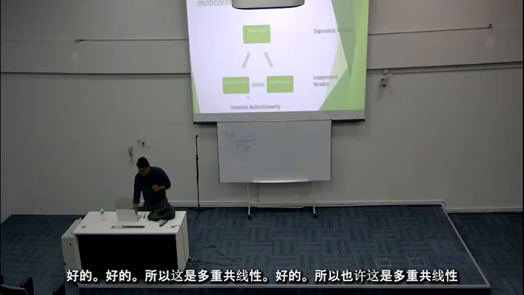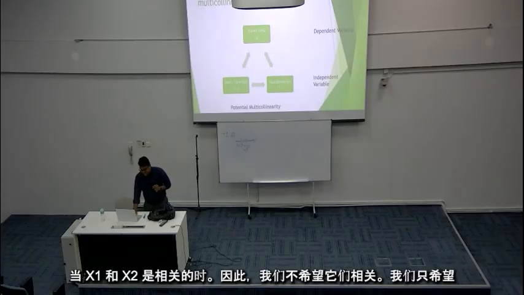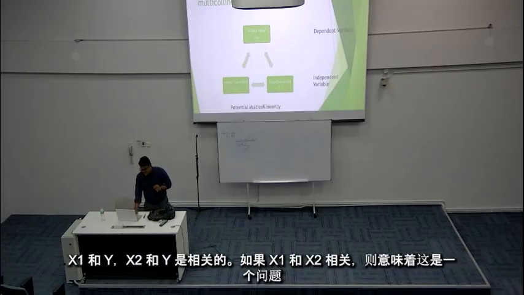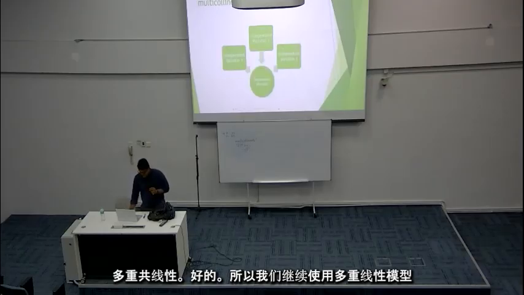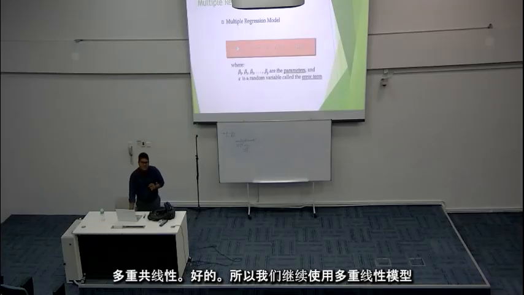Multicollinearity exists when X1 and X2 are correlated, whereby we don't want them to be correlated. We only want X1 and Y, and X2 and Y, to be correlated. If X1 and X2 are correlated, it means this is a problem of multicollinearity. Alright, so we proceed with the model of multiple linear regression.